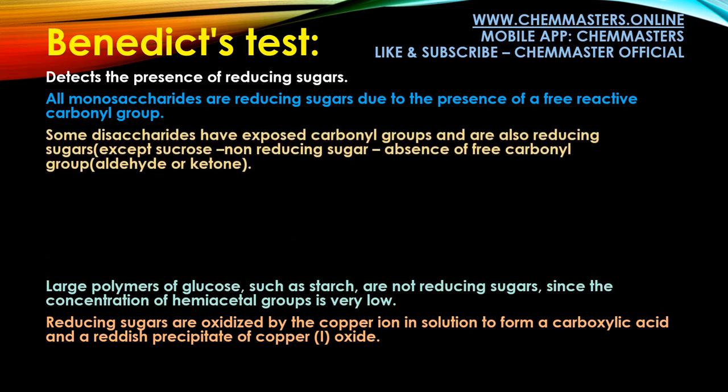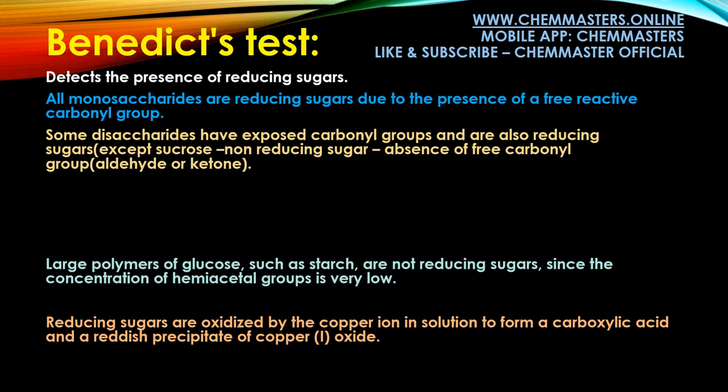Some disaccharides have exposed carbonyl groups and are also reducing sugars. Can you give an example of a disaccharide which gives a positive Benedict's test? We can see in the next slide. Except sucrose, which is popularly considered a non-reducing sugar, just because of the absence of a free carbonyl group. There is no free aldehyde or ketone functional group in sucrose. That's why sucrose gives a negative test for Benedict's reagent, and it is considered a non-reducing disaccharide.